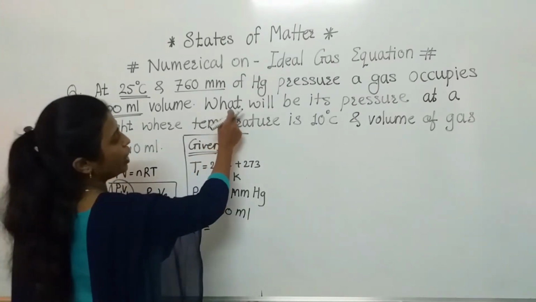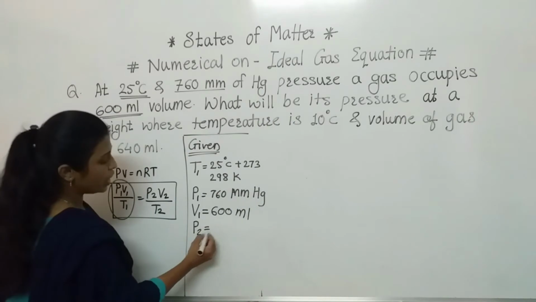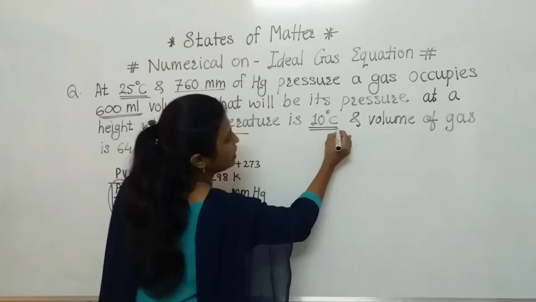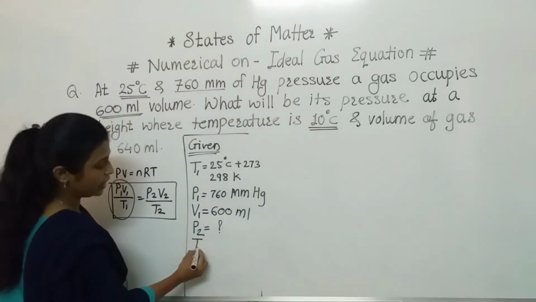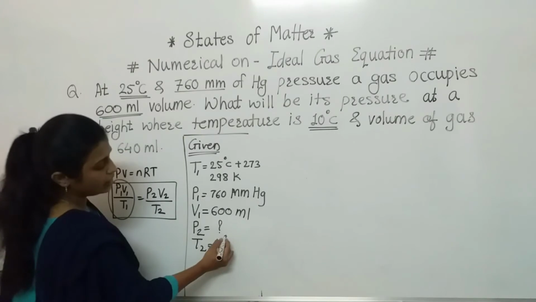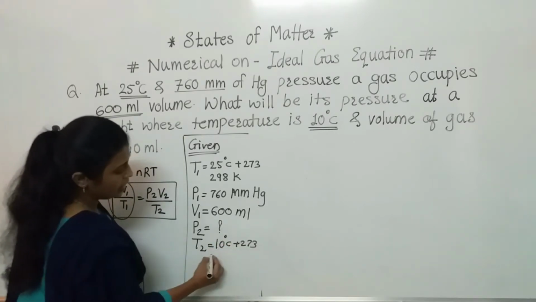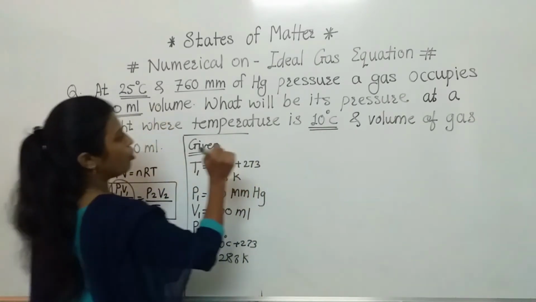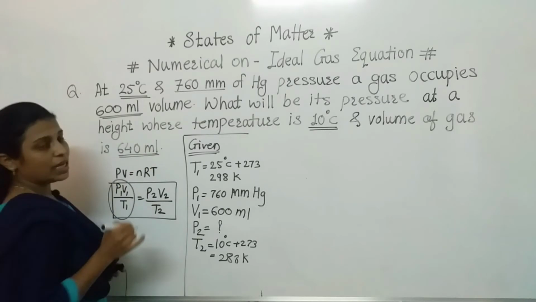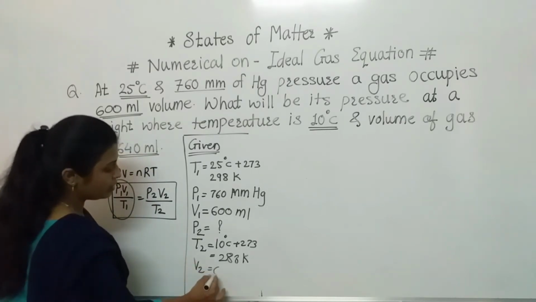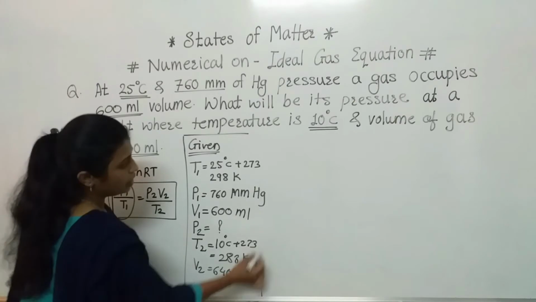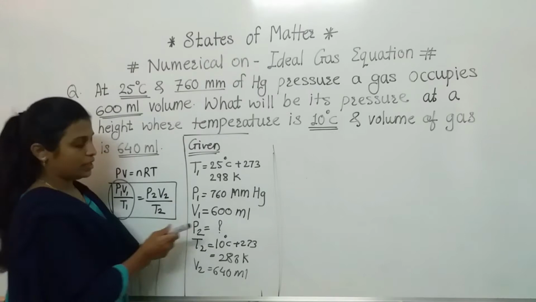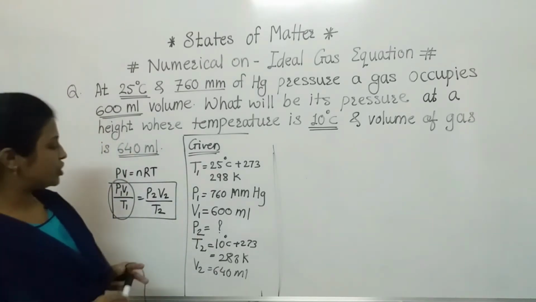Now what do we have to find out? We have to find out its pressure, means we have to find out P2, at a height where the temperature is 10 degrees Celsius. Means the second temperature, T2, is given, that is 10 degrees Celsius plus 273, it will be 283 Kelvin. Next, the volume of gas is 640 ml, means V2 is also given, that is 640 ml. Now see, what is given and what we have to find out, we have taken here. Now simply we have to use the formula and just calculate it.